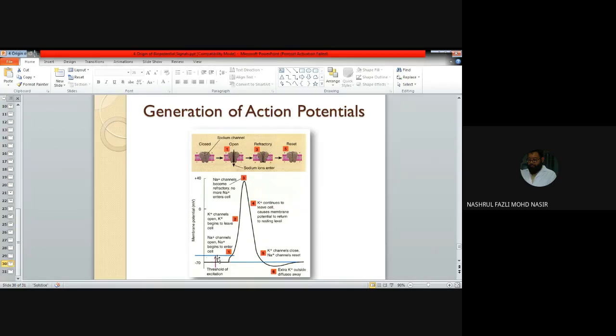So it tells you what happened here. Sodium channels open and sodium begins to enter the cell. Potassium channels open also, and potassium goes outside. Sodium channels become refractory, no more sodium enters the cell, but potassium is still going out. This makes the membrane potential return to the resting level. The potassium channels close, the sodium channels reset again, and extra potassium ions diffuse away.